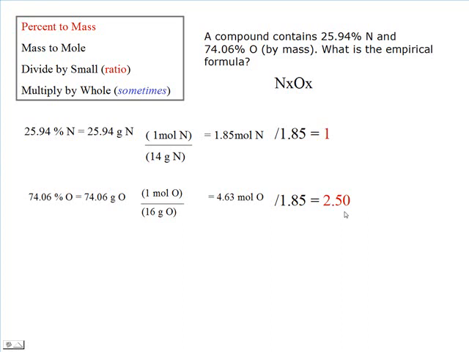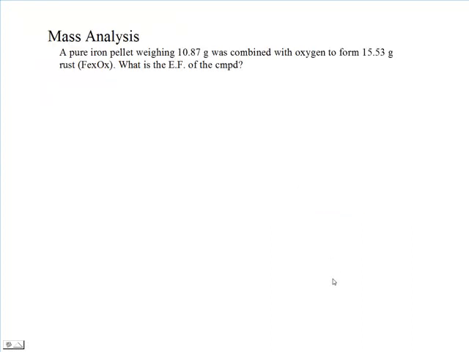This is where I need to use the last sentence, multiply by whole. If I multiply that by 2, I get a whole number. And so what I do to that one, I need to do to the other one. So my final answer is N2O5. You don't always use this last sentence, but you do in these cases, especially when they're halfway between two numbers.